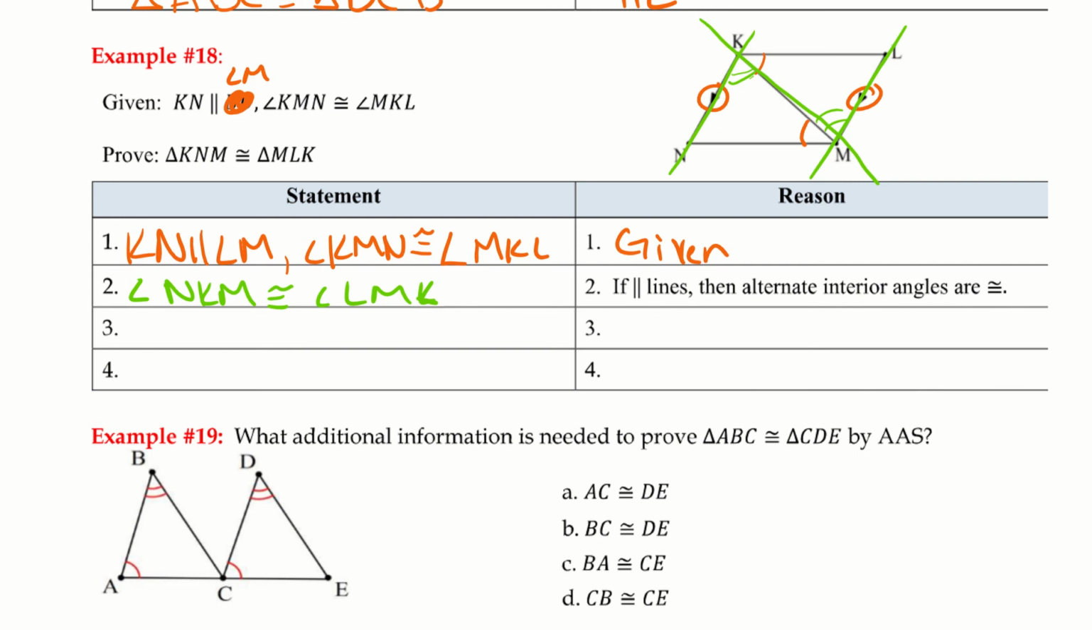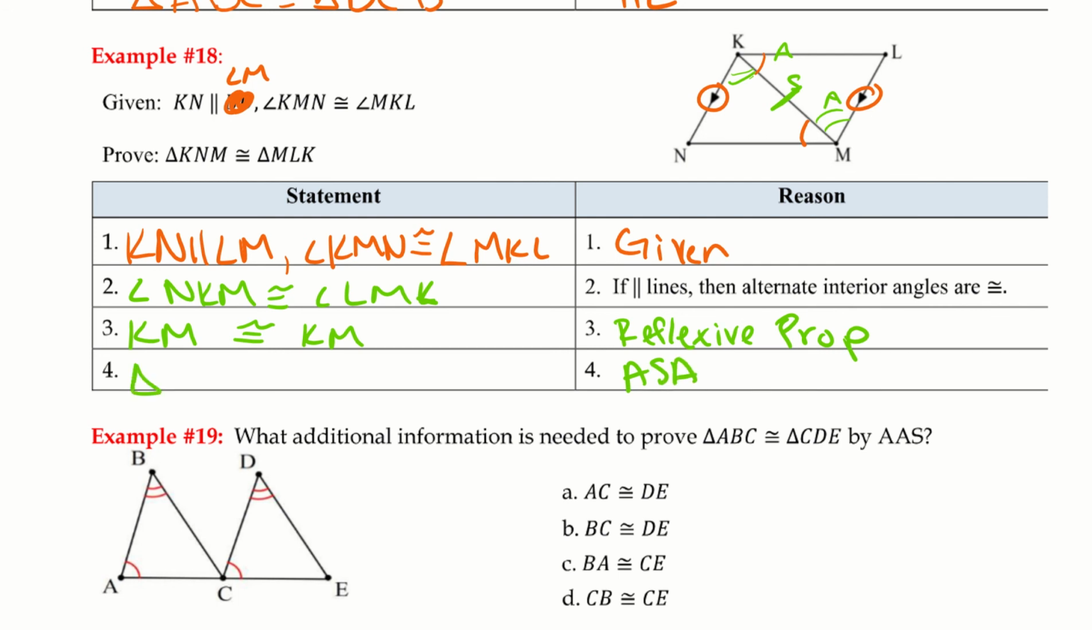Alright, and then we can use the reflexive property. So KM is congruent to KM, reflexive. Okay, let's get rid of a couple of these lines. There we go. And so now I have an angle, an included side, and another angle. So I know that I can prove these two triangles congruent by angle, side, angle. Triangle KNM is congruent to triangle NM.